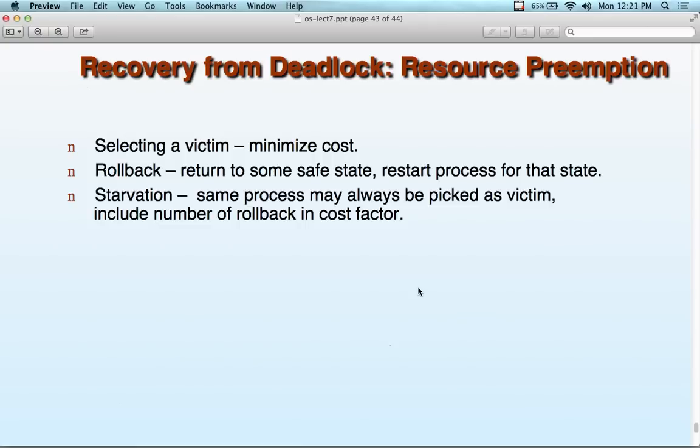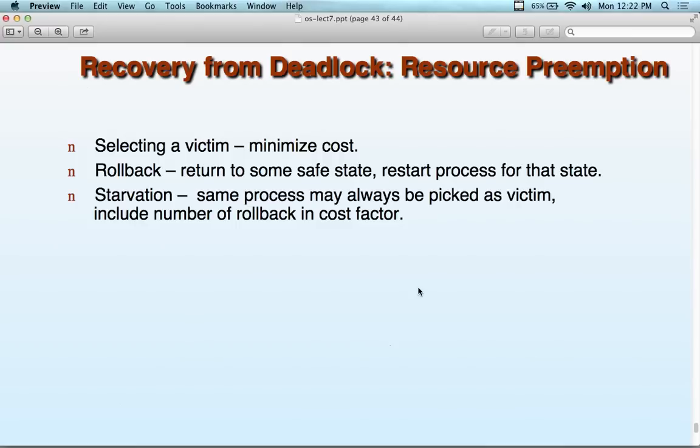Then we have a rollback. So we return to some safe state. We put back what we did so that we're going to be consistent, and then we restart the process from that state. Sometimes you may not be able to roll back something that's being written. You have a process that's writing a file to a disk. It's half written. How are you going to roll that back? Undo what you just did. So that causes a problem.